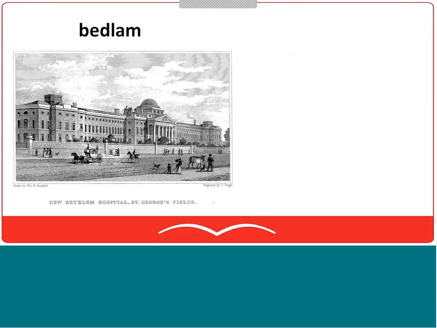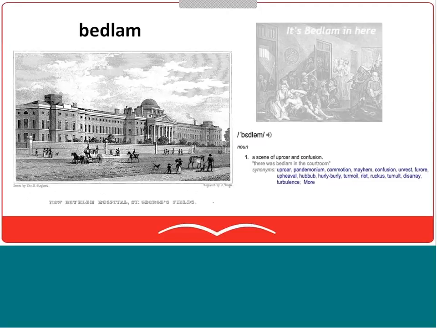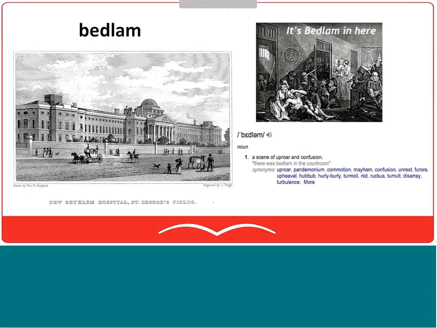The New Bethlehem Hospital in St. George's Fields, Britain was the first mental institution. The name Bethlehem became corrupted to Bedlam, so the hospital was referred to as Bedlam. Now, this hospital was a scene of uproar and confusion, not only because it was treating mental patients, but also because of the questionable methods and practices that were used there. So in modern day usage, Bedlam means a scene of uproar and confusion.